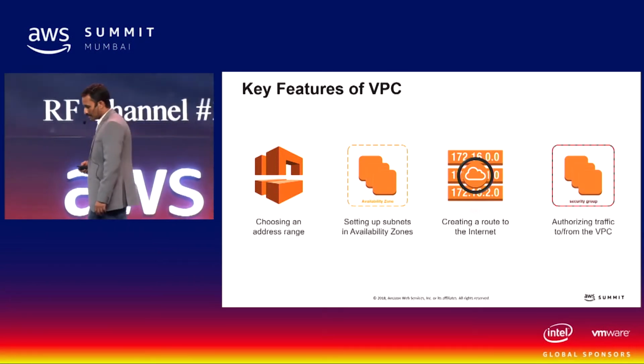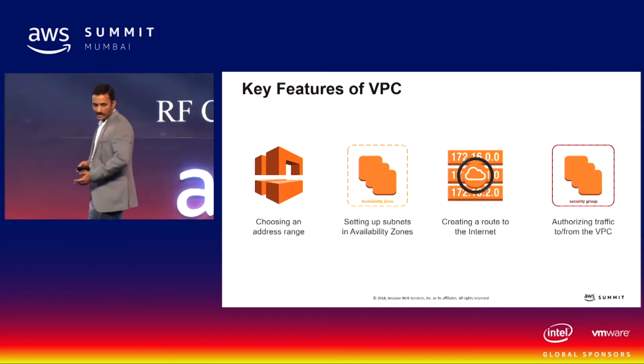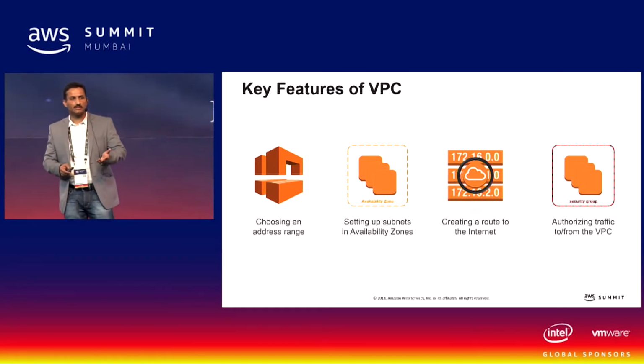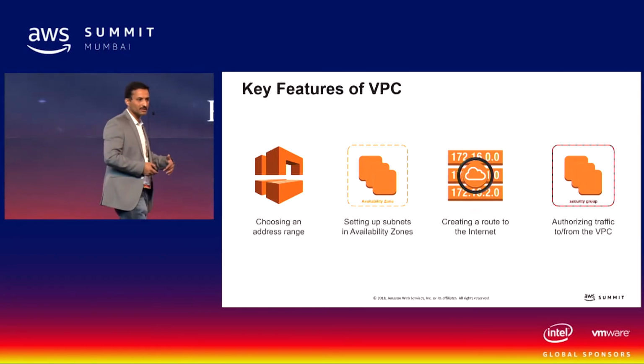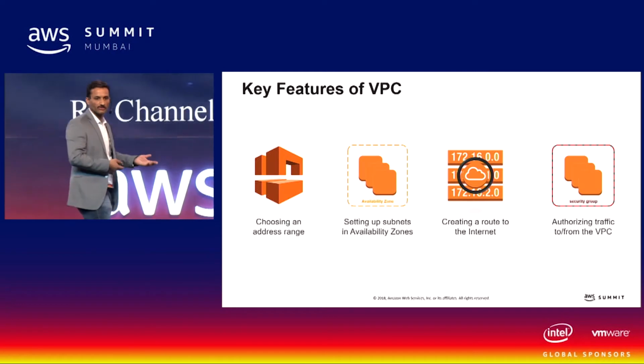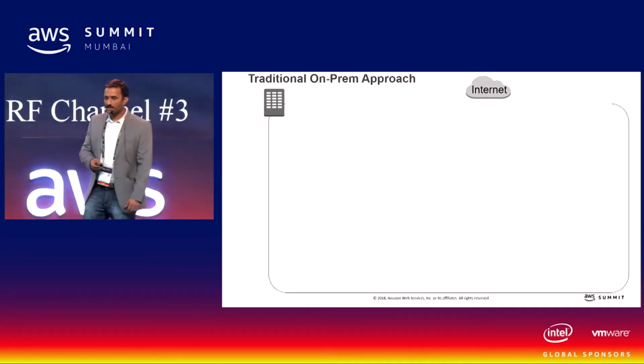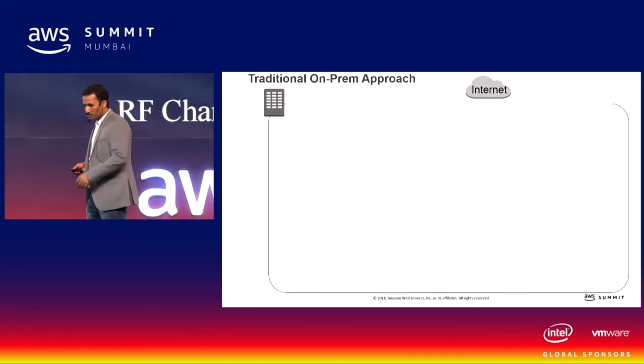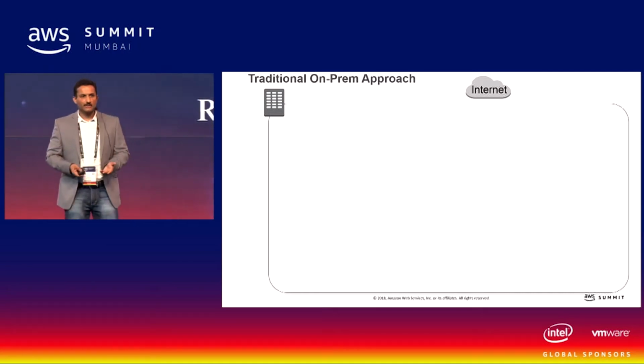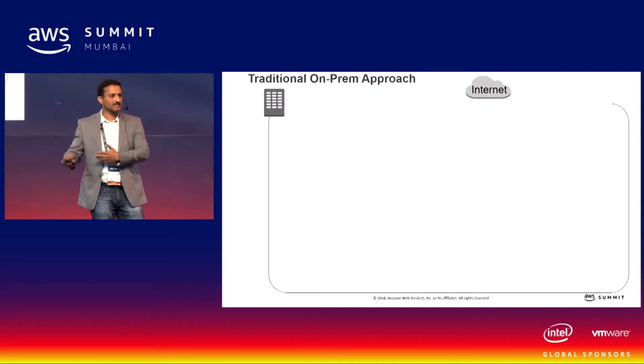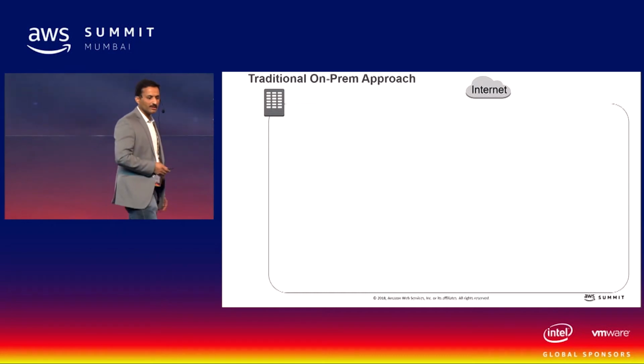And once you are connected to the internet, you can use security groups to decide what traffic gets into an EC2 instance or what traffic can leave out of your EC2 instance, right? So let's take a look at how you are used to doing it in a traditional network, and then we will see how you can do the exact same thing in AWS VPC.